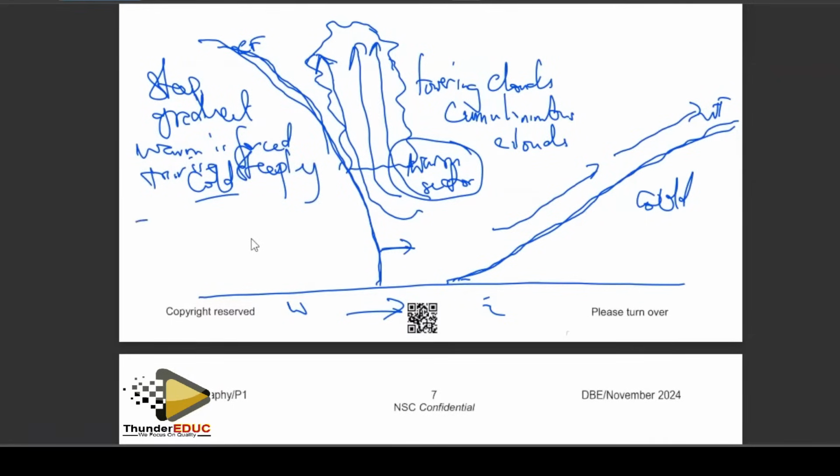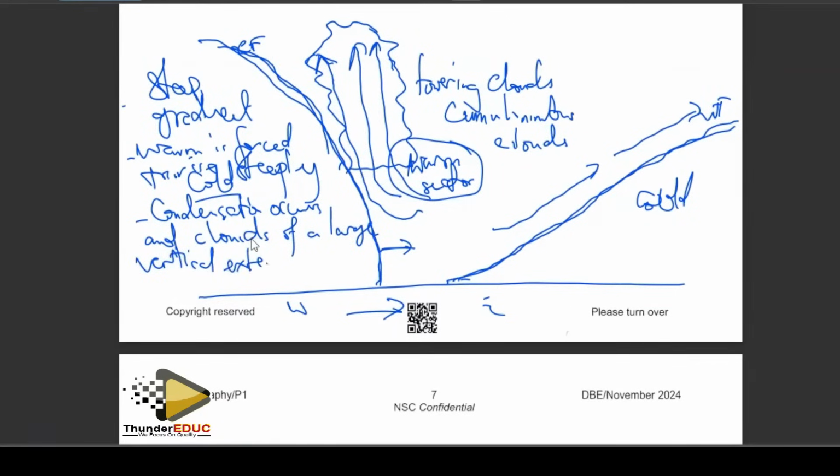And what is going to happen with that steep rise of the warm air? Condensation occurs, and clouds of a large vertical extent develop, which is the cumulonimbus cloud.